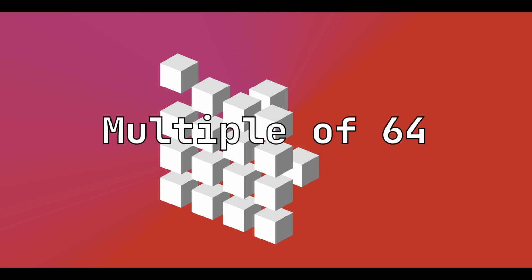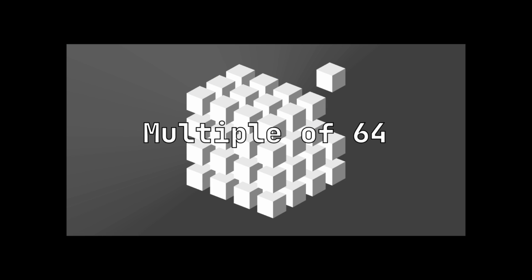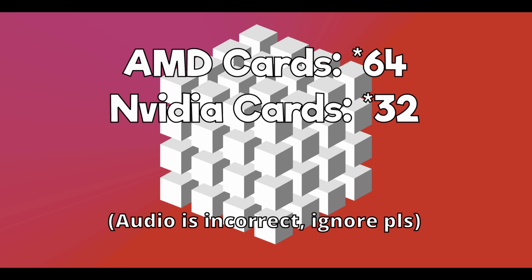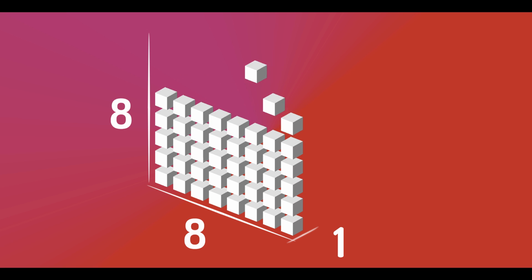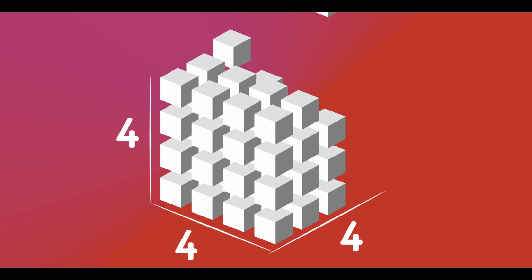Keep in mind that you ideally want your invocations to be a multiple of 64. This is because of the way invocations are dispatched by the GPU. Okay, just ignore whatever I'm saying here. The text on screen is actually what's correct. That idiot who recorded the audio is incorrect. He swapped around the numbers, so just ignore him. NVIDIA GPUs like multiples of 32, while AMD GPUs like multiples of 64, and 64 is also a multiple of 32, so that works pretty well. So for example, a good invocation size could be 8x8x1 for 2D thread groups, or 4x4x4 for 3D thread groups.